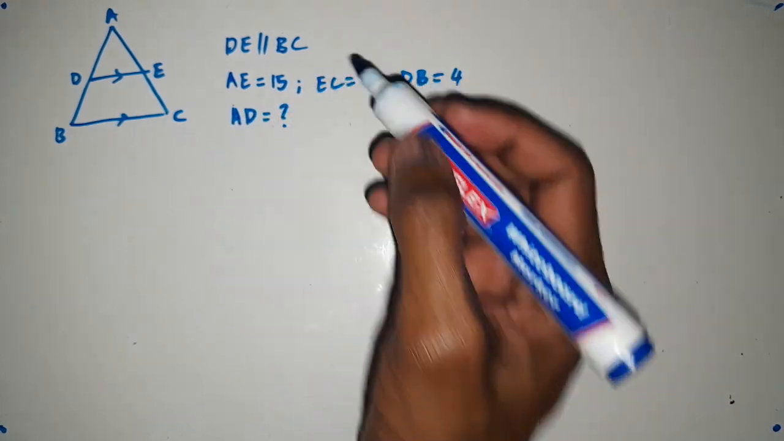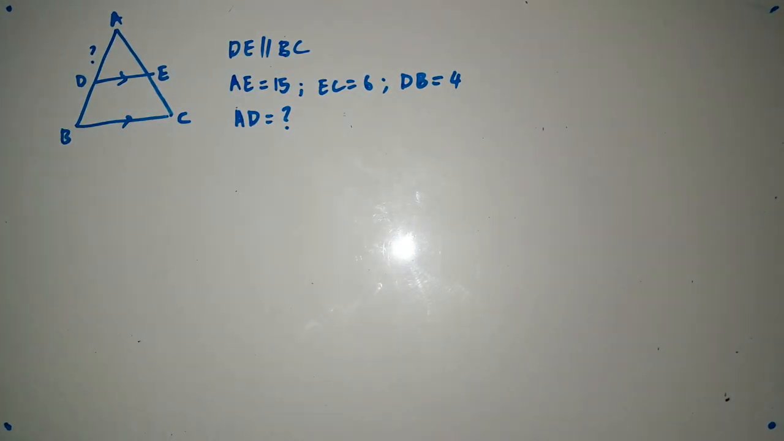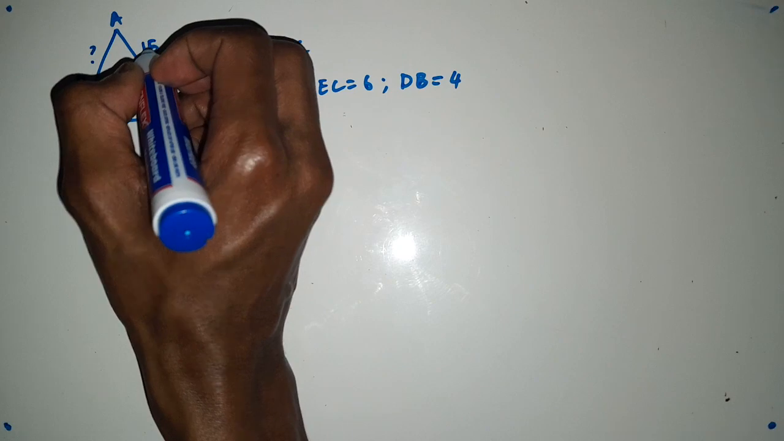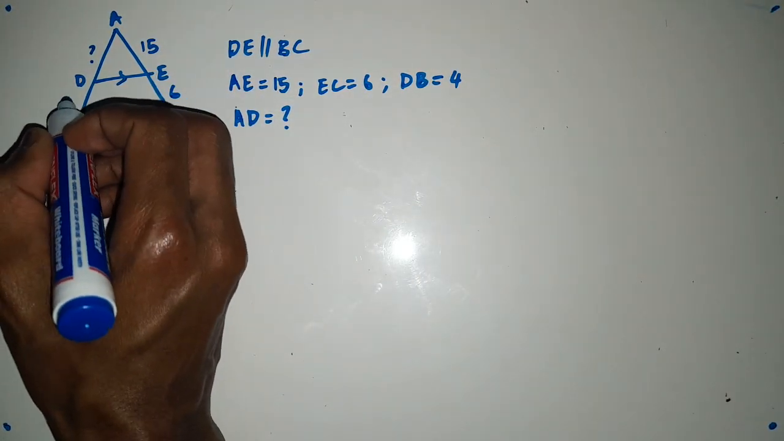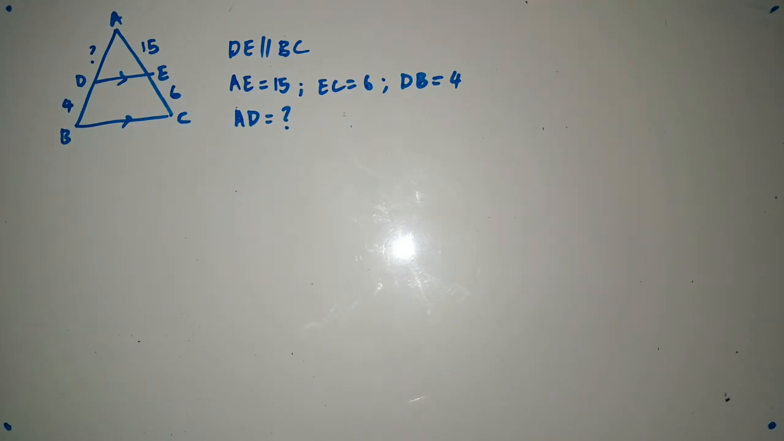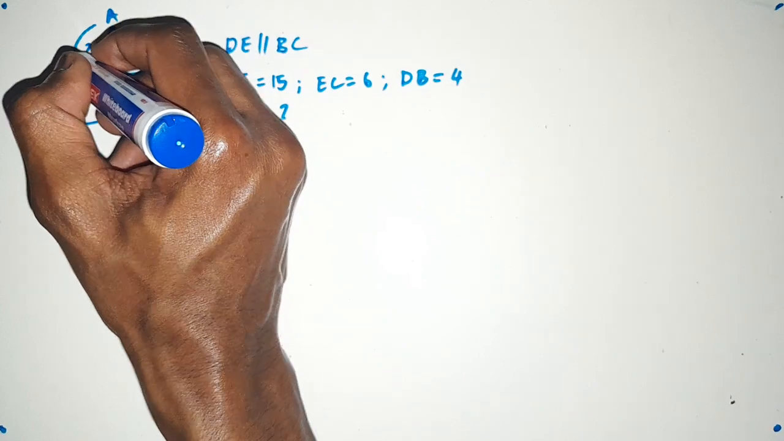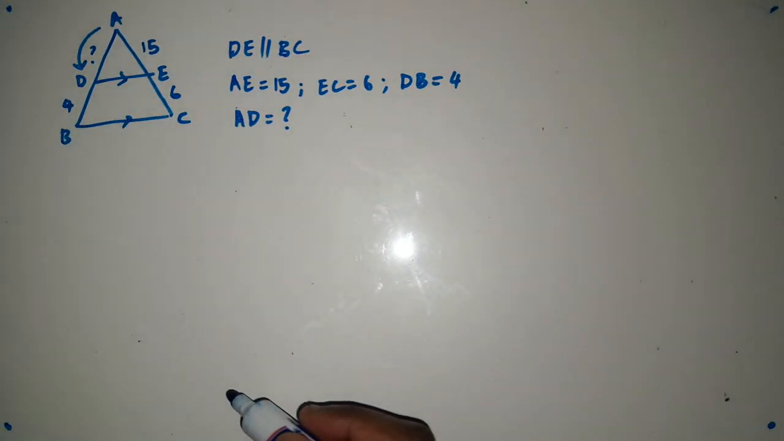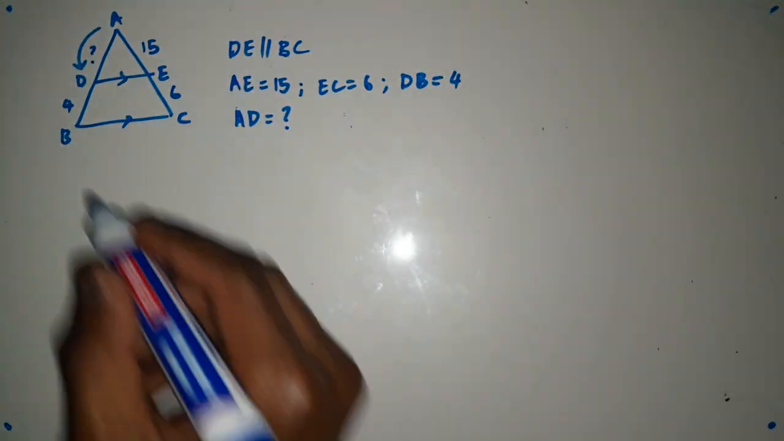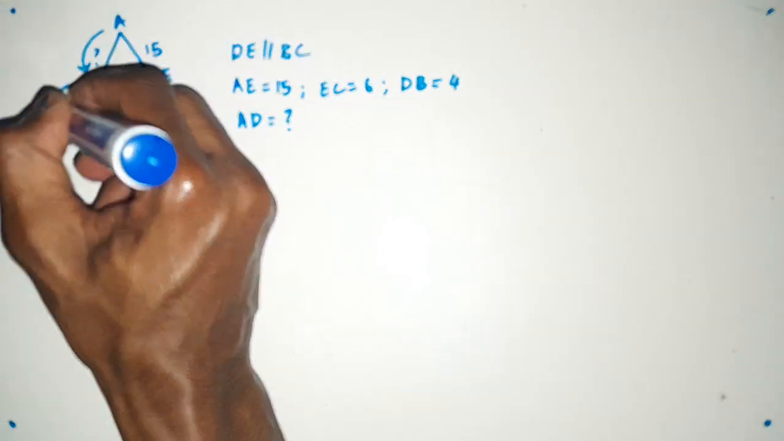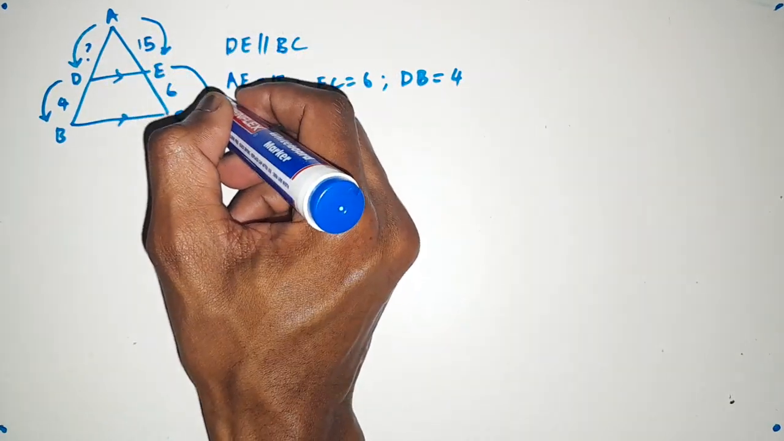We need to find the value of this one. See, they gave us 15 here, they gave us 6, and this one they gave us 4. We need to find AD. Somehow we have to include this value in our formula, and also this one, this one, and this one, which are given.